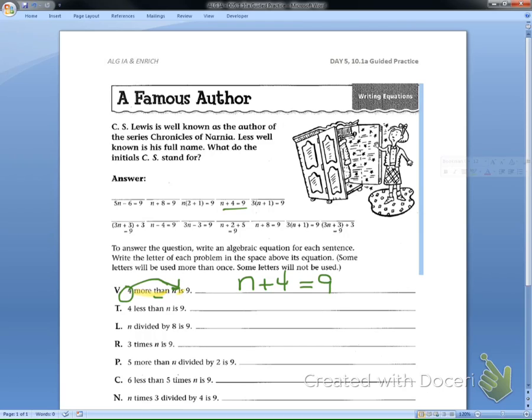Sure, right here. So what you will do, that's the letter V. You would write the letter V right here up on the line. And you're trying to find out, C.S. Lewis is a well-known author of the series Chronicles of Narnia, as well as his full name. What does the initial C.S. stand for? So we're trying to find out what C.S. and C.S. Lewis is equal to. Alright, good luck on your guided practice, and then check the self-check and correct to see if you have the right name. Good luck.